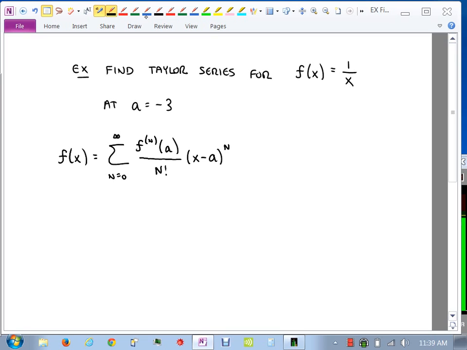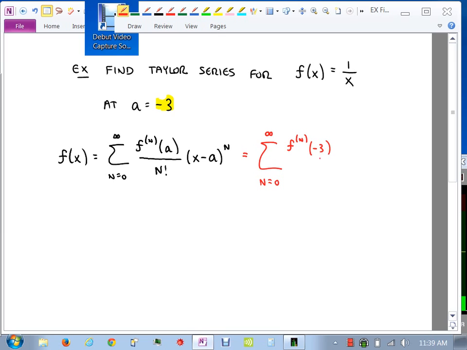Okay, so let me finish this off. Now that I know what a is, it's given to me in the problem, -3. What this really is, it's the sum, n equals 0 to infinity, of the nth derivative of f at -3 over n factorial times x plus 3 to the n. x plus 3 because minus the negative becomes plus. Yes?